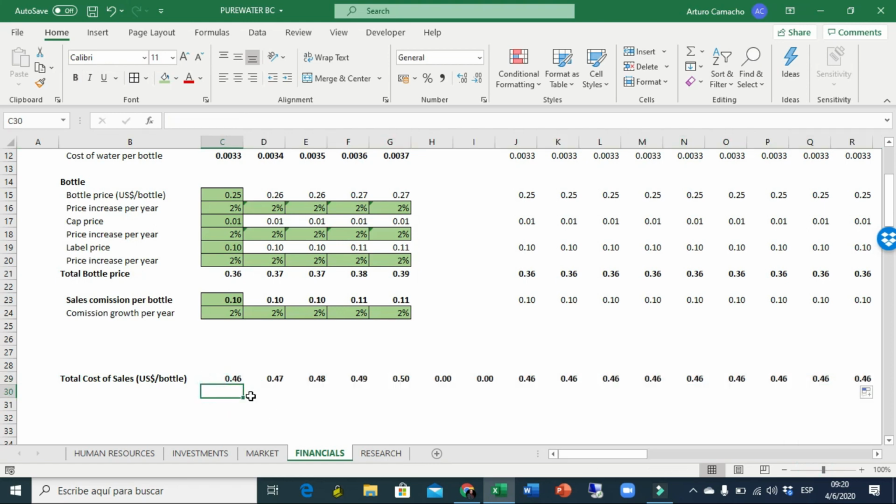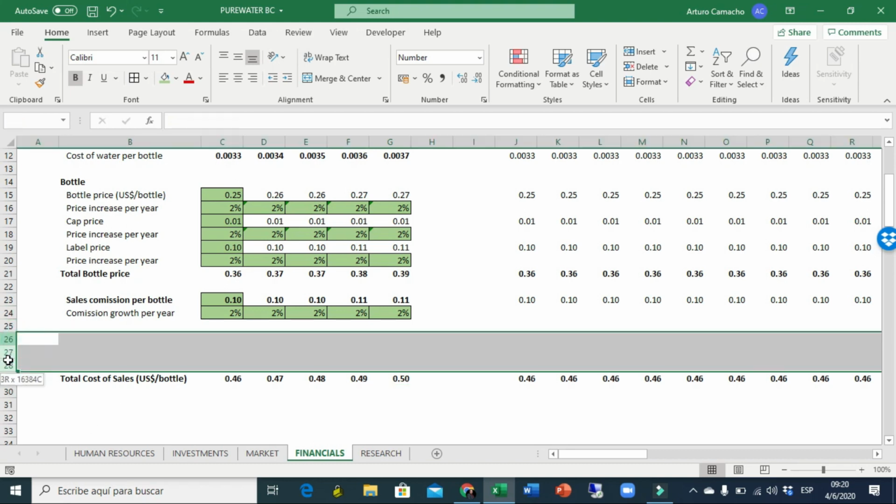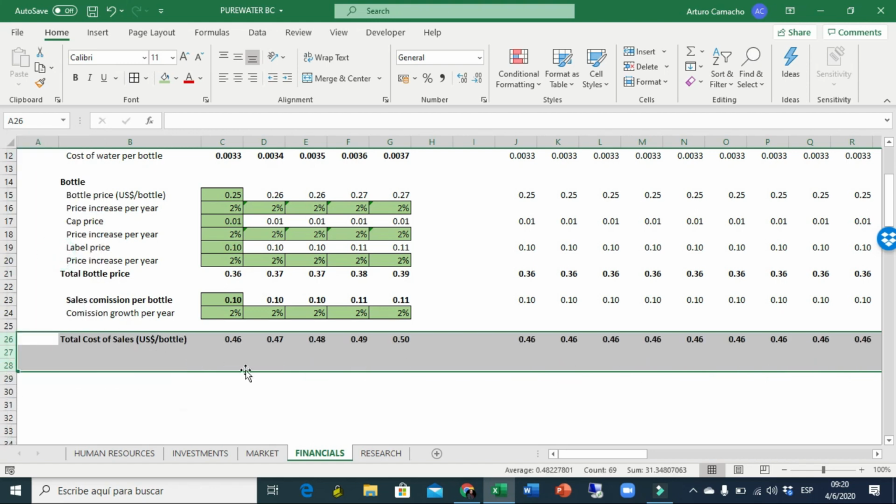As you see, the water price doesn't affect very much the price of each bottle, because the water is almost free. So it's the other processes that increase the prices.